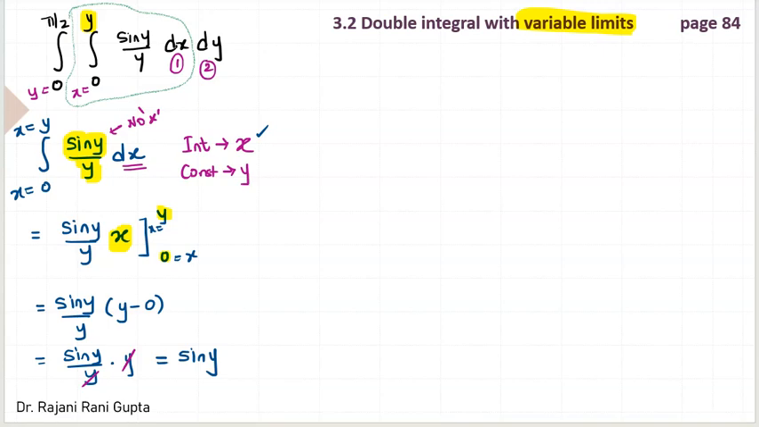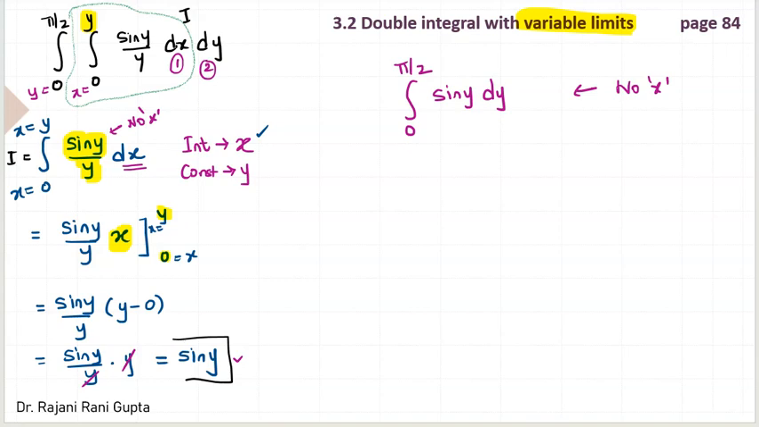So now we will use this value. Let's say this is I, this is the first integral, and this is the value of this integral. We substitute it over here. So this gives us now the outer integral 0 to pi by 2, the value of I is sine of y dy. Now it's a function of y only, there is no x. So it means we did it correct. Or instead of saying no x, you can say only y. Means you should see only one variable.